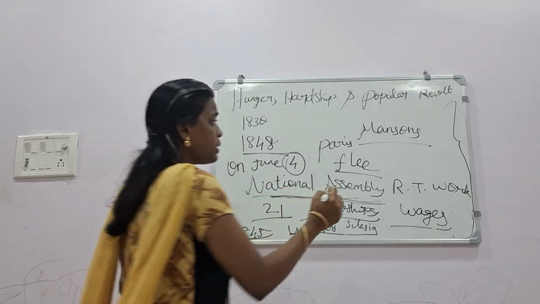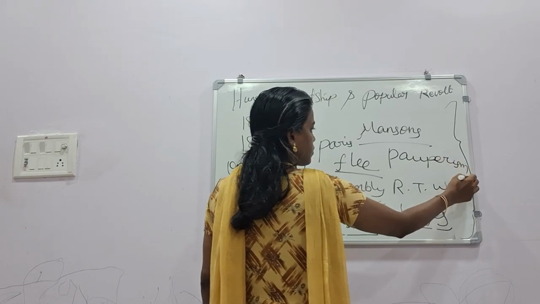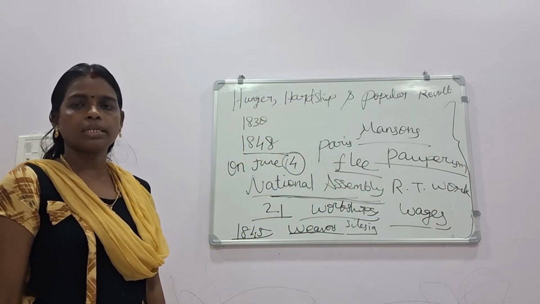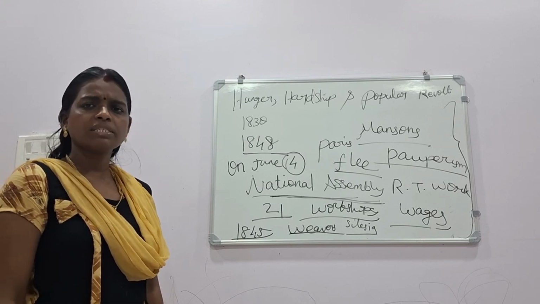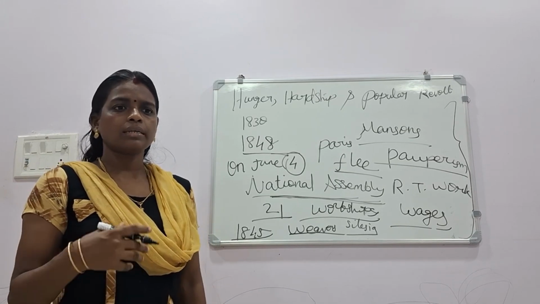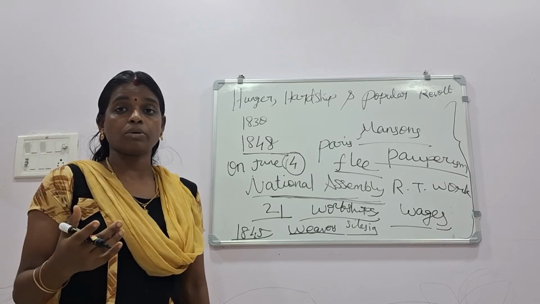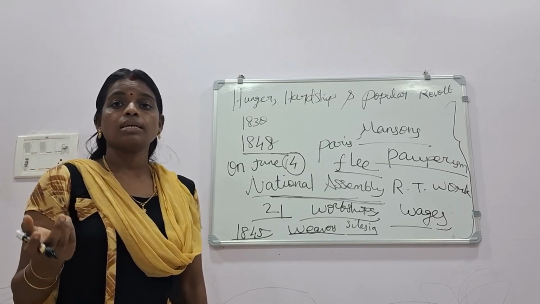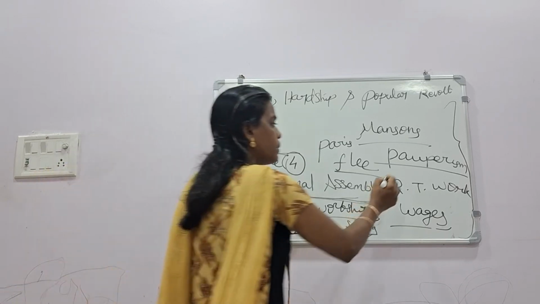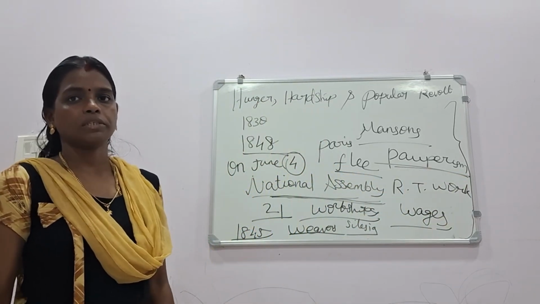You have one word in your book, pauperism. When there was less cultivation, when they were not able to do more production, that condition led to pauperism. If cultivation is there, they can satisfy the people's demands and serve food to everyone. But they are not able to serve food to everyone because of less cultivation. So less cultivation paved the way for pauperism. Pauperism means extreme poverty.